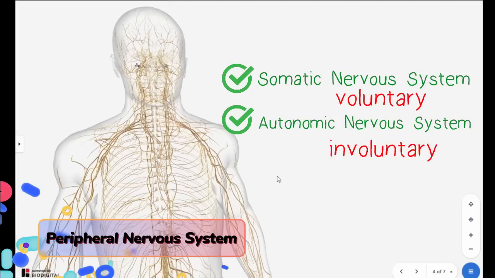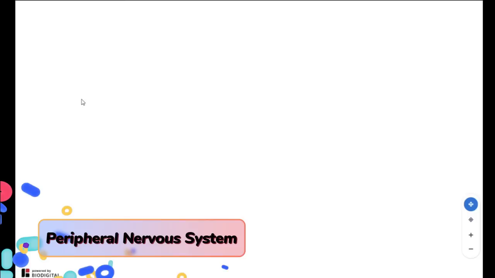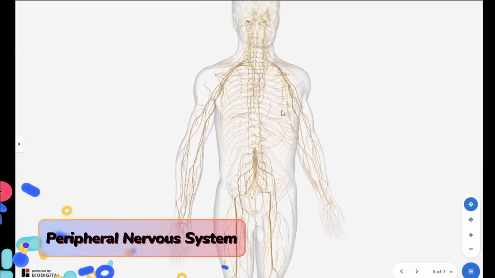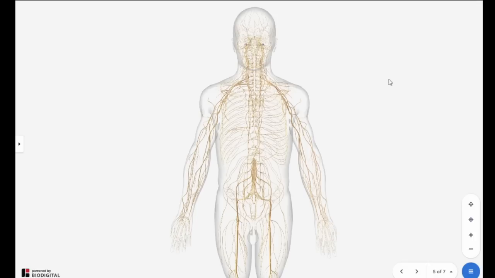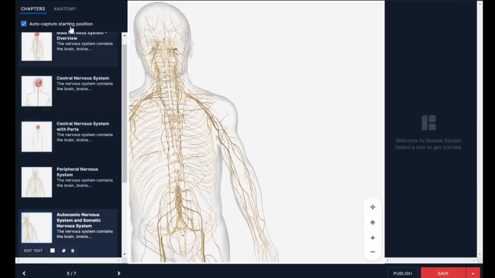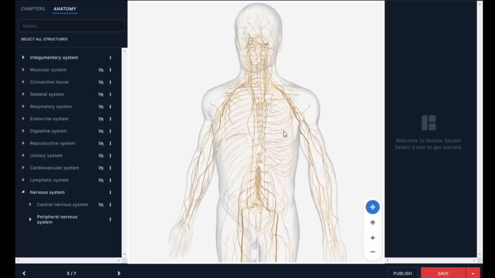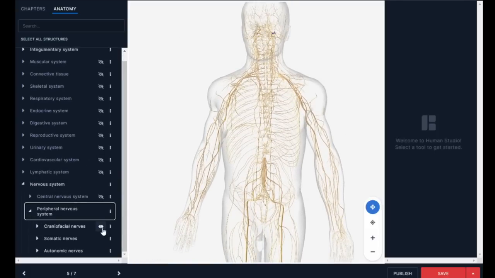Now, in terms of this three-dimensional diagram, we can show the somatic nervous system and the autonomic nervous system. Okay, I want you to look closely at the diagram. This is the whole peripheral nervous system. So, let's just focus on the somatic.